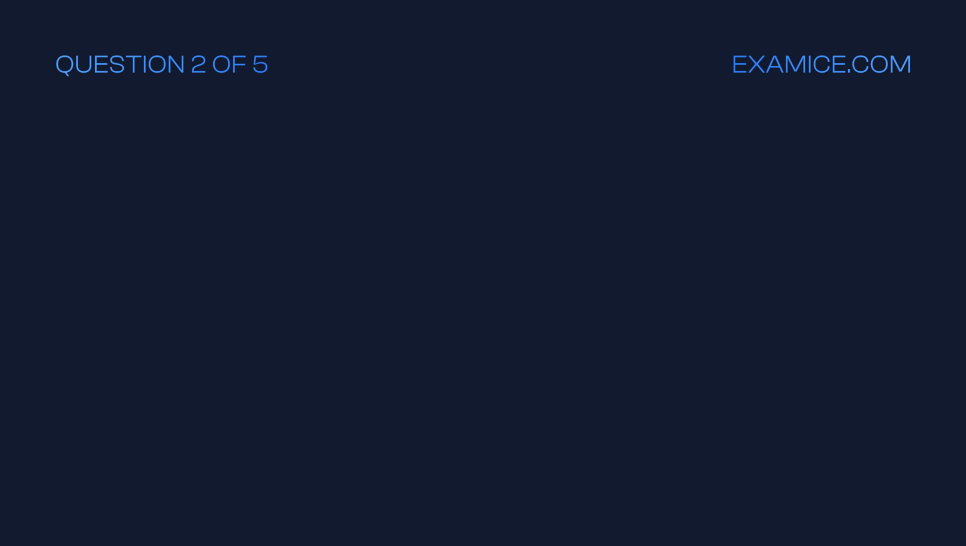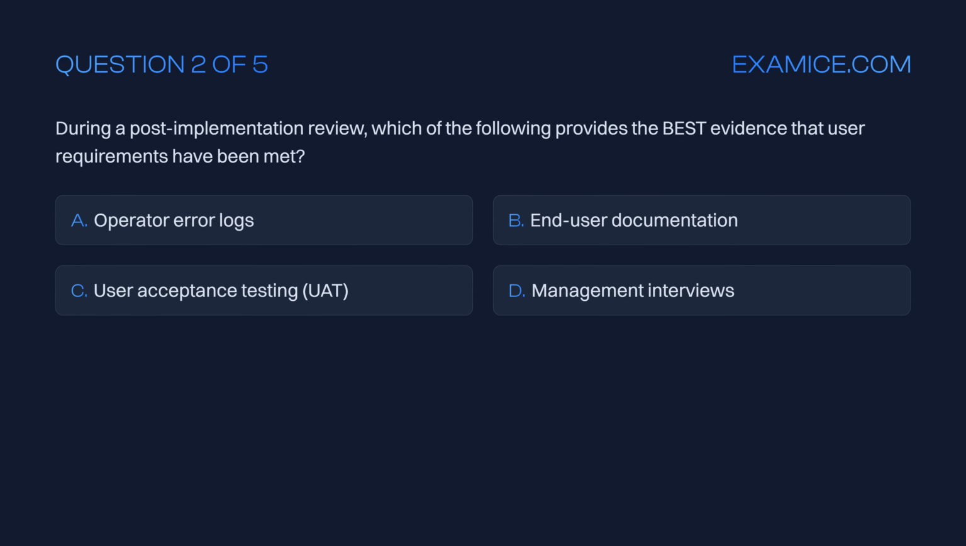Question 2. During a post-implementation review, which of the following provides the best evidence that user requirements have been met? Option A. Operator error logs. Option B. End-user documentation. Option C. User acceptance testing. Option D. Management interviews.